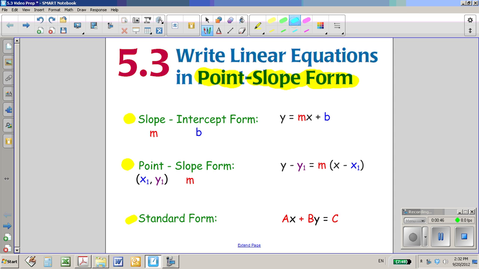So what I wanted to do is point out something to you. If you noticed on my slide, the y and the x are actually in black. So this y and this x will actually stay as y and x. They will not be replaced with any numbers. There will always be an x and a y in your equation. So don't forget that.